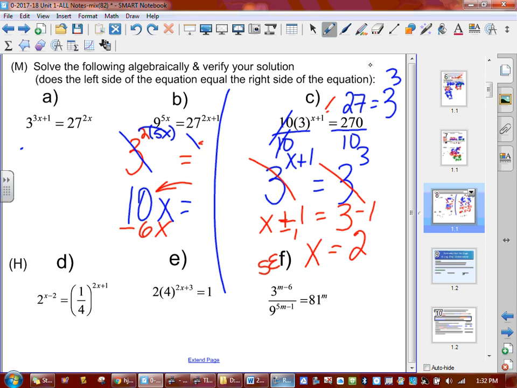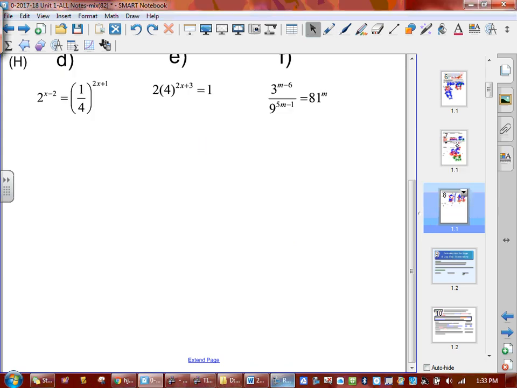Okay, the 4. The 4 is going to become 2 squared. So I'm going to write 2 squared instead of 4. Okay. Now I need to flip that guy up top. When I flip it up top, what's going to happen to the exponent? It becomes negative. So, left-hand side, 2 to the x minus 2. Right-hand side, 2 to the negative 2 is what this becomes. Then I put a bracket to multiply into the exponent.